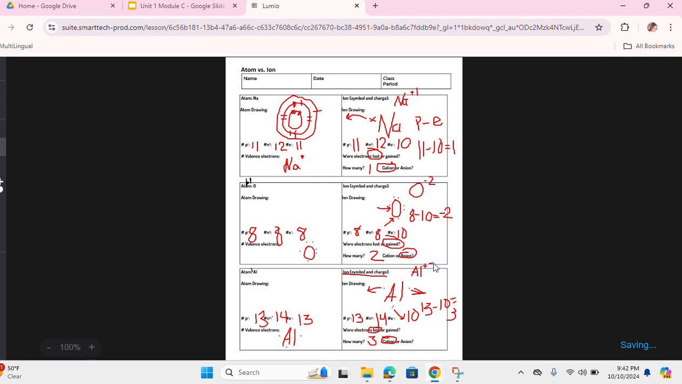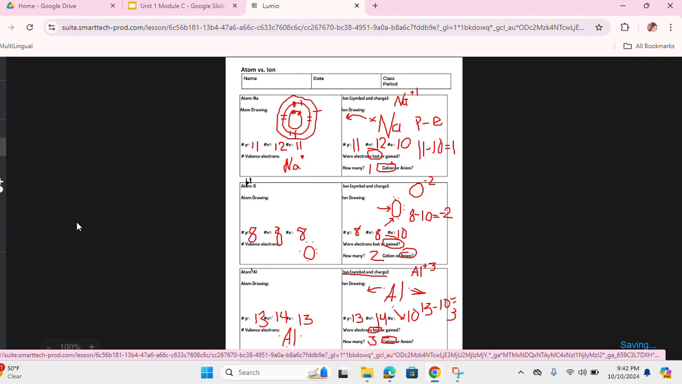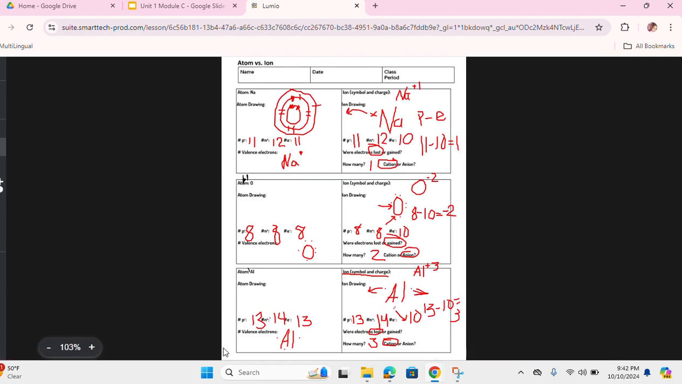So hopefully after watching this video, you can answer the next 3. On the back side, if you flip over, you should have the 3 ions of magnesium, chlorine, and sulfur. Remember, cations have a positive charge, anions have a negative charge.